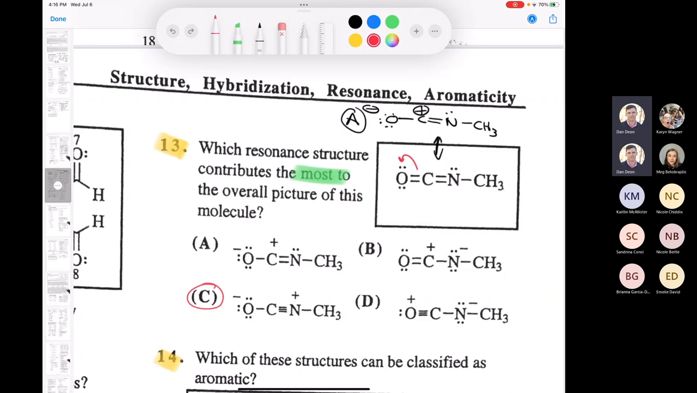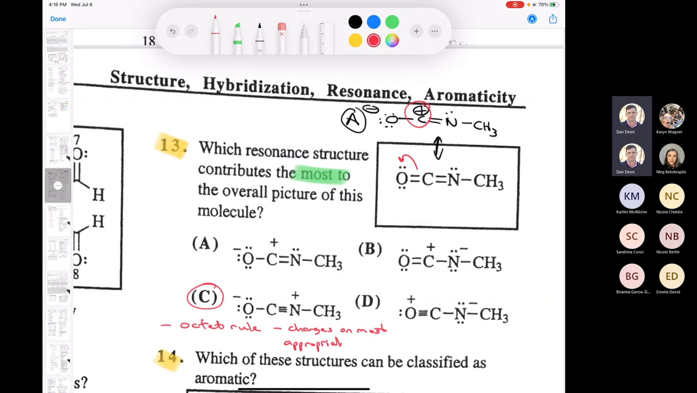So we'll put here this one: octet rule. So all octets are satisfied. Obviously in mine, the octet in the carbon is not satisfied. And we'll put here charges. I'm going to use the word appropriate. It's probably not the best word. We'll put charges on most appropriate atoms.